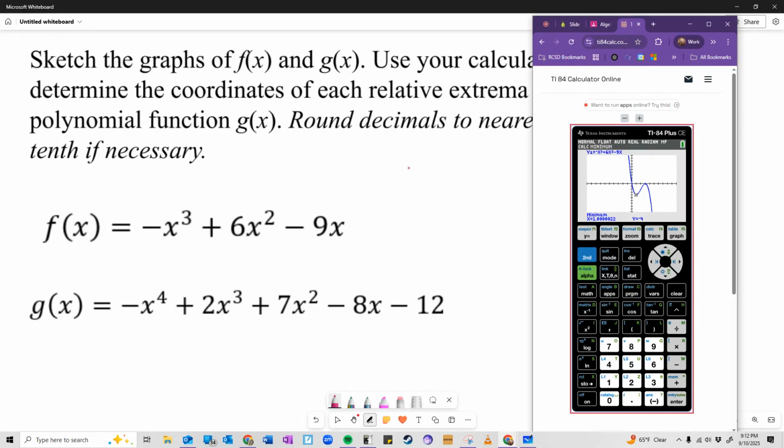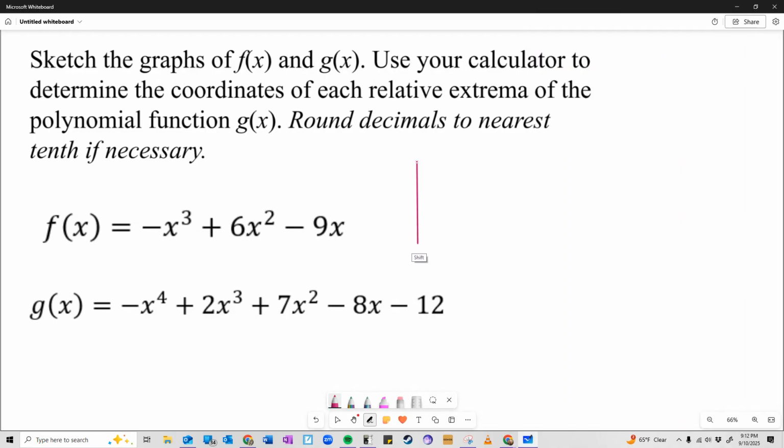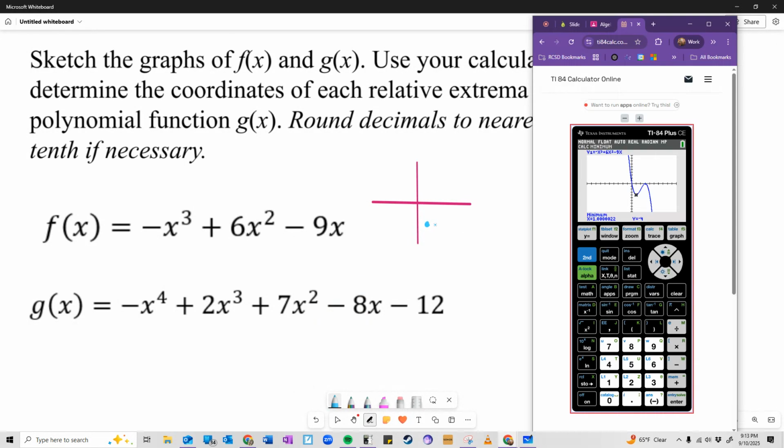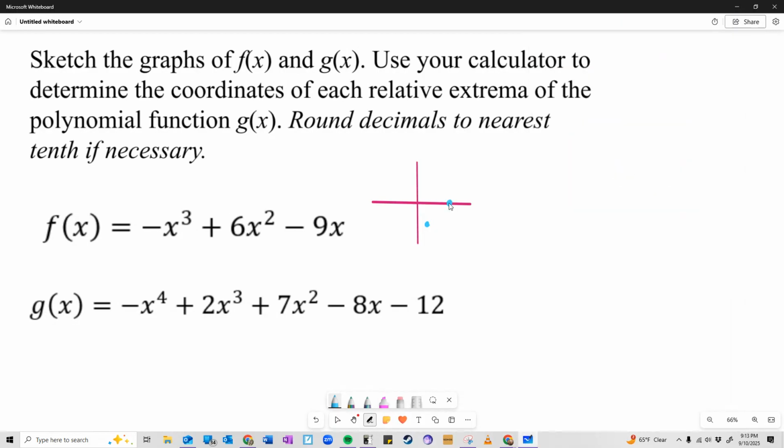So I'm going to come over here, I'm going to make a sketch of this graph. I've got a minimum point at like 1, negative 4. I've got a maximum point. It looks like it's right on the x-axis there, and then I'm just going to kind of try to capture that general shape of the graph.